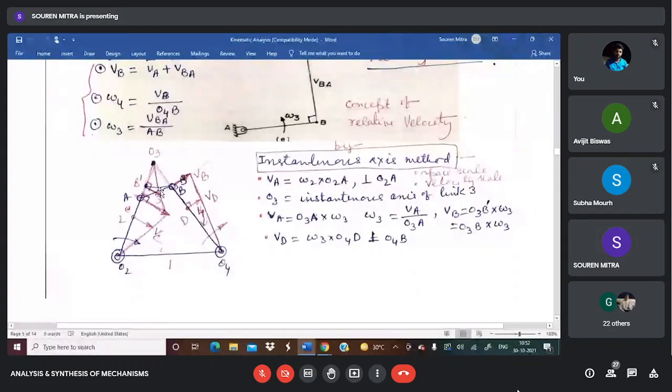Yes, sir. So the next target is to find the velocity at B. What is the velocity at B? It will be O3B into the same omega. By the same way, omega 3 multiplied by O3B. Because it's the same link, the distance of point B from its center of rotation is O3B.